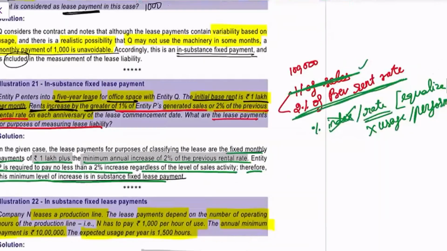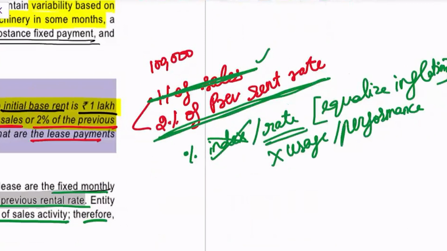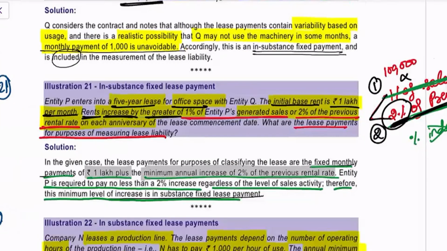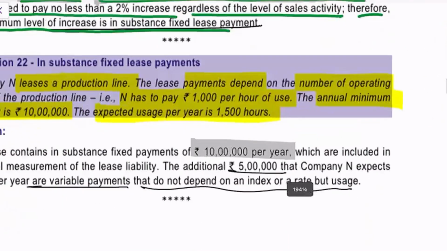So here what they are telling is why usually you will not take sales. That is one reason. Another reason they are quoting in the answer is that irrespective of whether there is a sale or not, you have to pay the higher of this. So anyway, even if sales is zero, minimum you are going to pay 2% of the previous rent rate. So this is like an in-substance fixed payment, and you will take this into consideration. I hope you understood this.